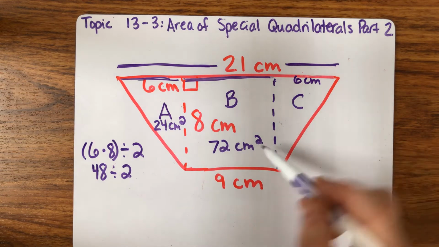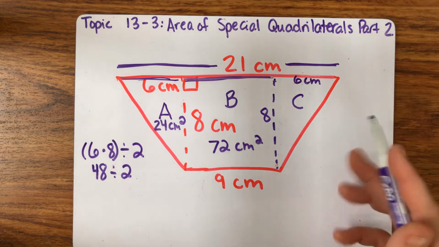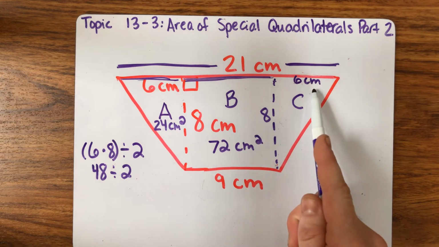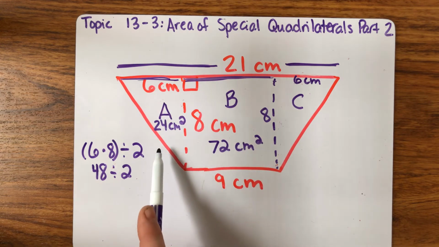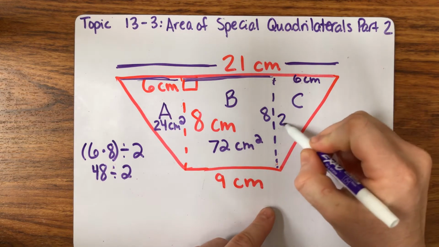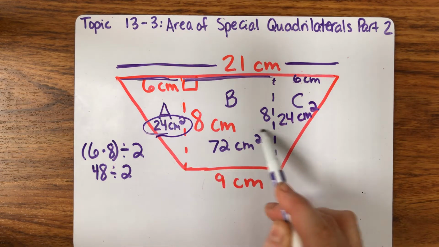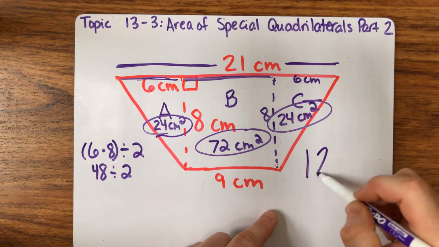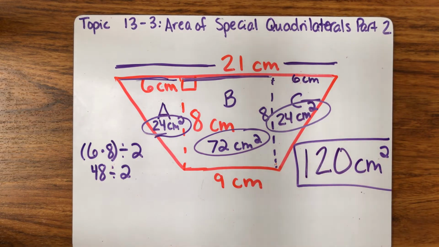All right, and then if the height is 8 over here, then the height has to be 8 over here. Well, I can do the math, but also I realize, look, height is 8, base is 6, that's the same thing as this triangle. So if this one was 24 centimeters squared, then this one is also 24 centimeters squared. And if we add up all three areas, we end up getting, for our total area, 120 centimeters squared. So that was the answer for problem number 3 on the Google form.